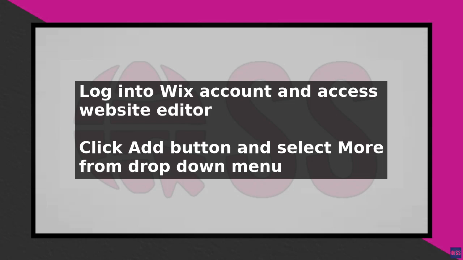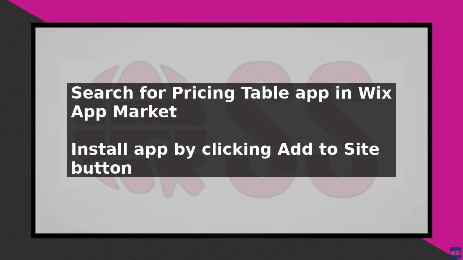Click the Add to Site button to install the app on your website. Once installed, click on the Back to Editor button to return to your website editor. In the editor, click on the Add button again and select the pricing table app from the list of installed apps. Drag and drop the pricing table element to the desired location on your web page. You can resize the table by dragging the corners or adjust its position by dragging it.